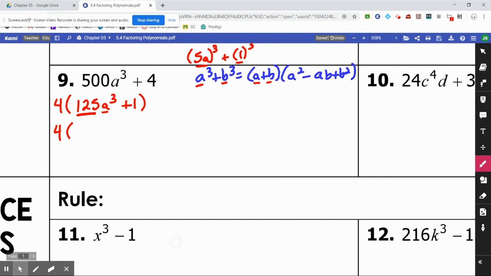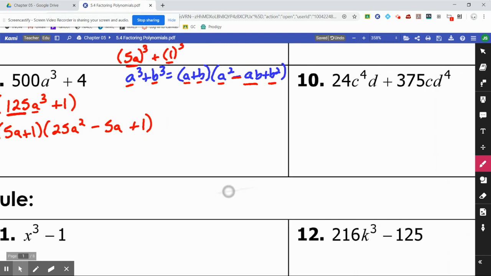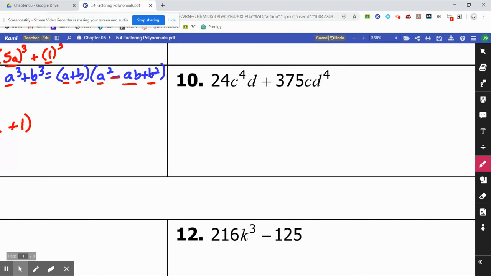So a plus b will be 5a plus 1. A to the second will be 5a to the second power, which make sure you square both. It would be a 25 and an a squared. Minus, now you got to do a times b, which is 5a times 1. And then plus b to the second power will be 1 times 1, which is 1. And that's it.